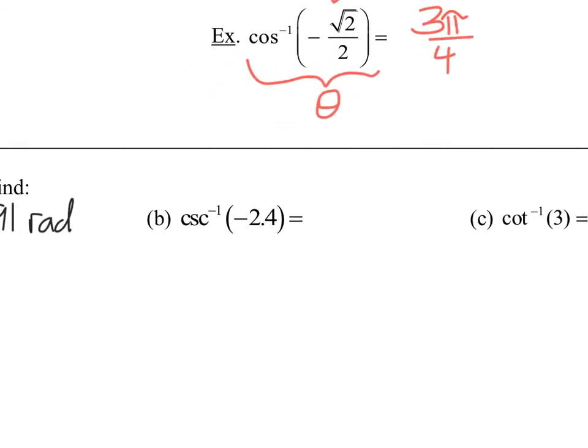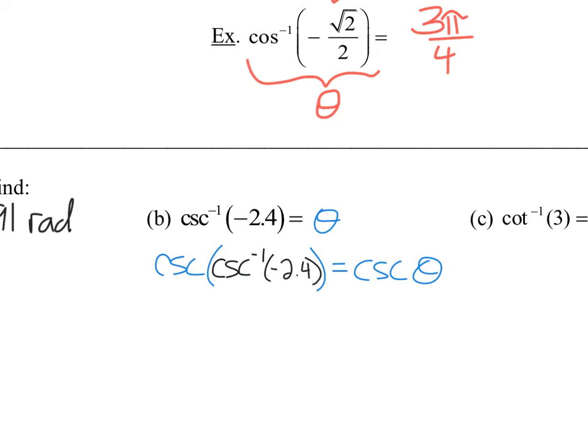So negative 2.4 is perfectly fine for an arc cosecant, just not for an arc sine. So how do we handle it? Well, if I know the result is going to be some value theta, I could take the cosecant of both sides. I'm going to write it out. So it's the cosecant of the arc cosecant of negative 2.4. Left-hand side, it would just be negative 2.4 by the laws of pre-calc.